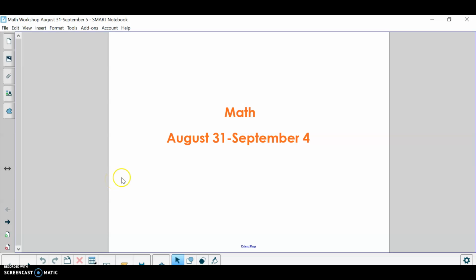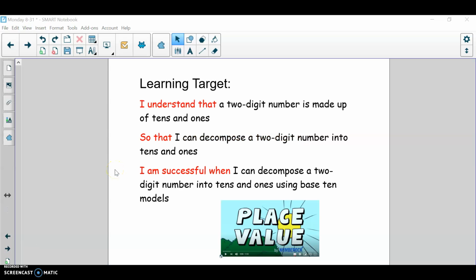Let's get started with math. Let's talk about our learning targets.